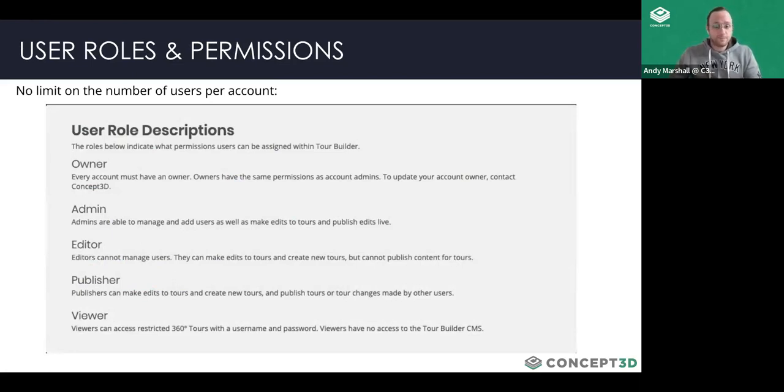Next, as I mentioned, admins are able to manage and add users as well as edit tours and publish changes. Now, editors are not able to manage users, but what they can do is make edits to tours and create new tours, but they're not allowed to publish those changes. Now, a publisher can make edits to tours and create new tours, as well as publishing tours or changes made by others, but will not have any ability to manage users. Lastly, you can designate someone as a viewer, which would mean they would not have any access to your backend CMS, but this would allow them to access a restricted 360 tour with a username and password that you would provide.